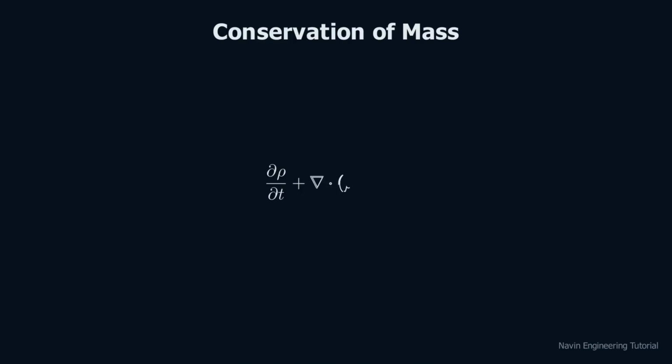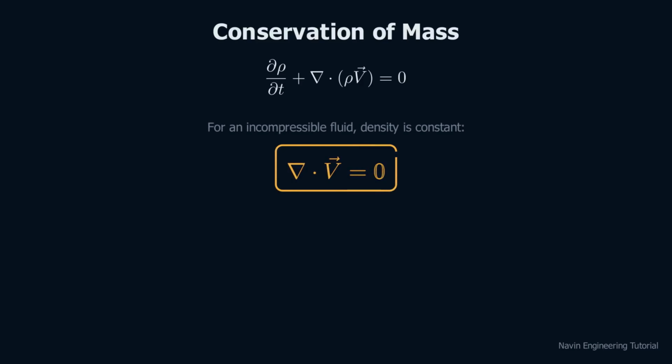Applying that balance to an infinitesimally small box and shrinking it to a point turns this word statement into a partial differential equation, called the continuity equation. Density ρ can vary with position and time. Most liquids, and even air at everyday speeds, barely change density at all.